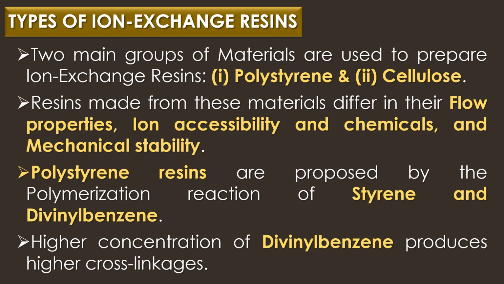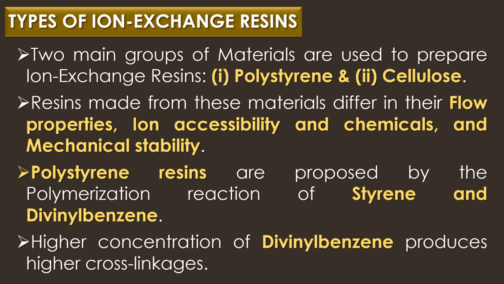Types of ion exchange resins. Two main groups of materials are used to prepare ion exchange resins. They are polystyrene and cellulose. Resins made from these materials differ in their flow properties, ion accessibility, and chemical and mechanical stability.